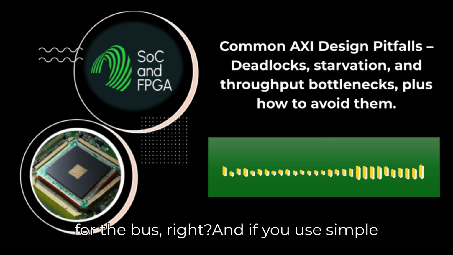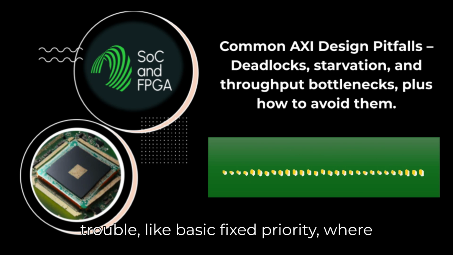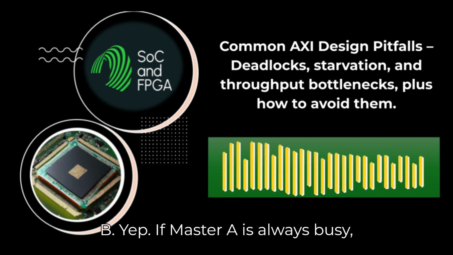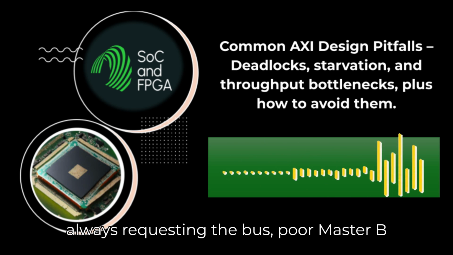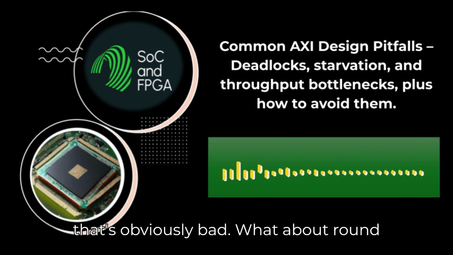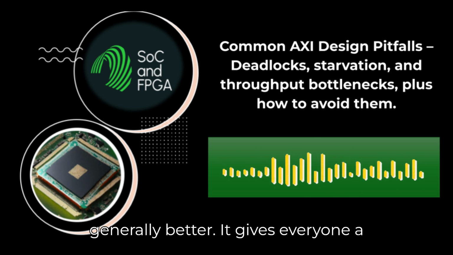Right. And if you use simple arbitration schemes, you can run into trouble, like basic fixed priority. Where Master A always gets priority over Master B. Yep. If Master A is always busy, always requesting the bus, poor Master B might never get access. It's starved. Okay, that's obviously bad. What about round robin? That sounds fair. Round robin is generally better. It gives everyone a turn.